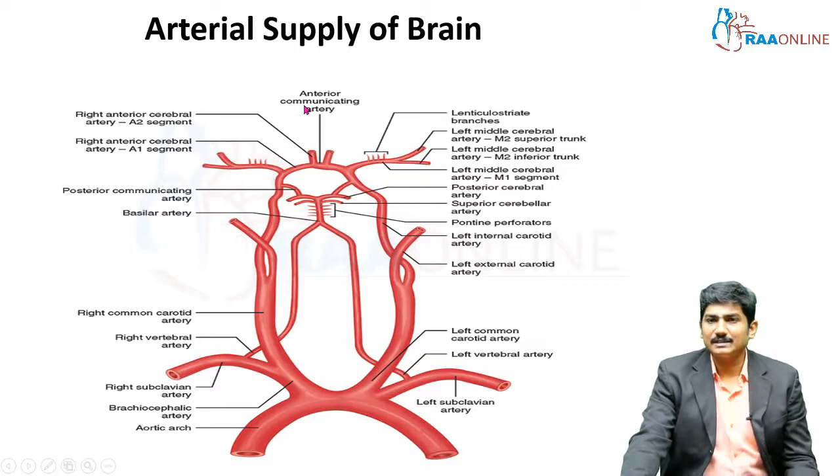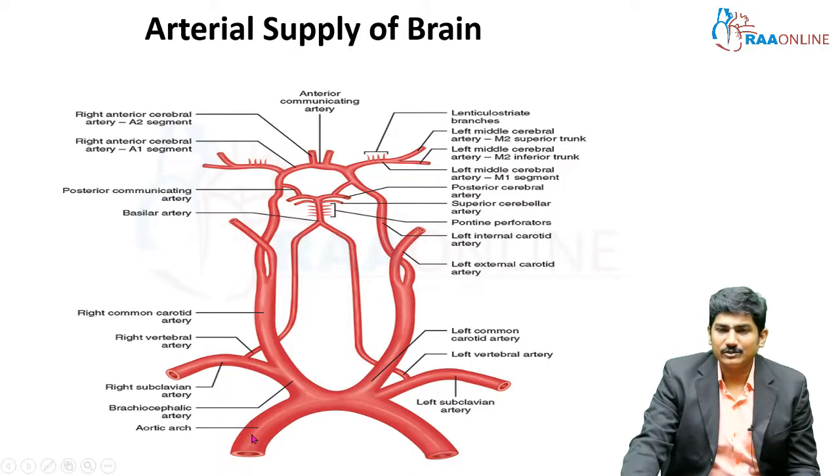So this is the arterial supply of the brain. Starting from the aortic arch, we can see that the brachiocephalic trunk on the right side gives branches to the right subclavian and right common carotid, and the left common carotid comes directly from the aorta.